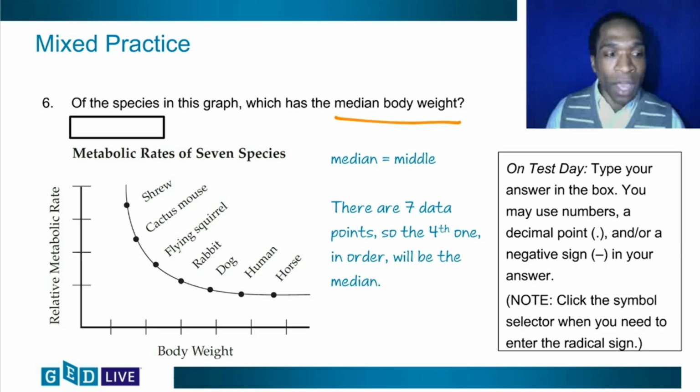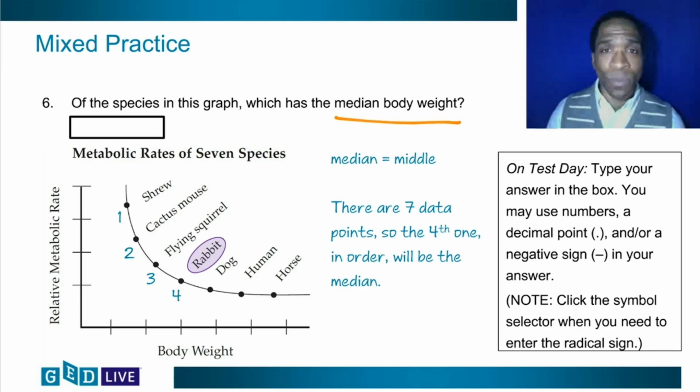Now, we can count up to 4. Shrew is 1, cactus mouse is 2, flying squirrel is 3, 4 is the rabbit. And that's what you would put into the rectangle according to the test day instructions at the bottom right corner.